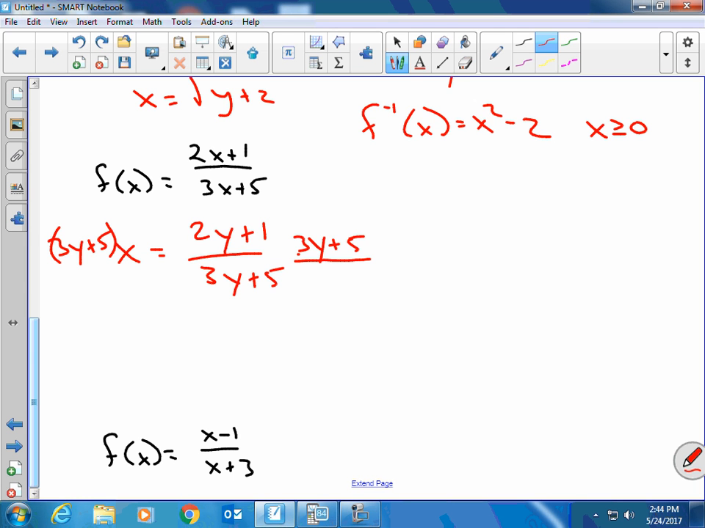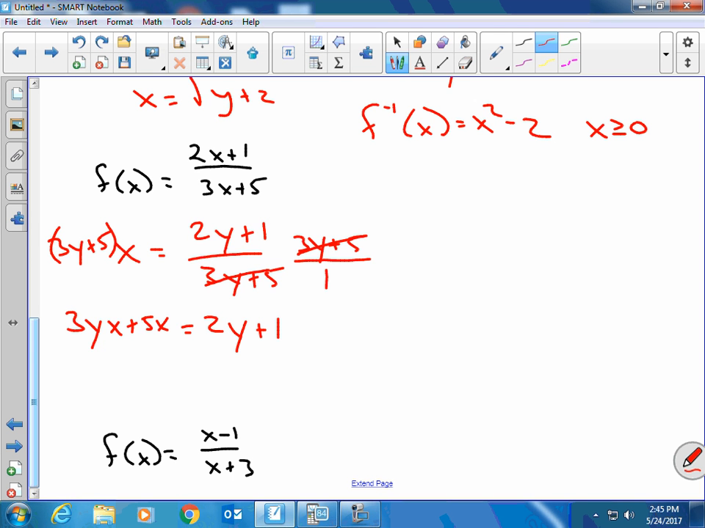Because on this side, a whole number is divided by, or as a fraction, is divided by 1. So on the right-hand side, the fraction goes away, and I just get 2y plus 1. On the left side, I'm going to distribute that, and I get that.